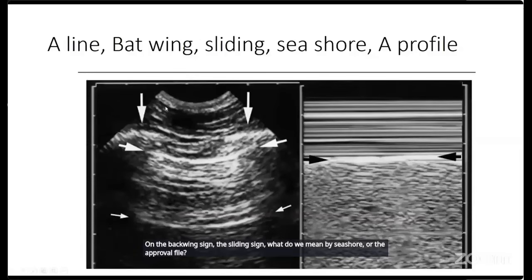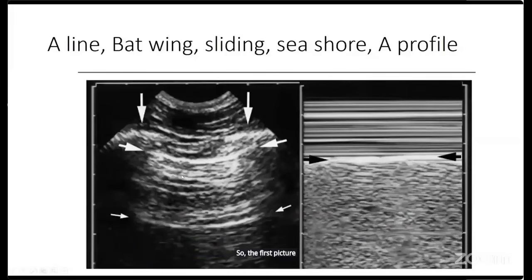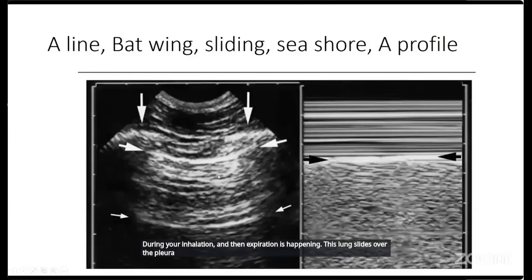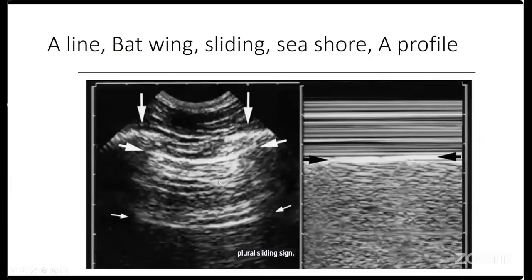So the first picture over here that you can see is the B mode. This glistening white area, that white line that you can see, is the pleural line. In a normal lung, when the lungs are expanding during inhalation and then expiration is happening, the lung slides over the pleura. So you can see this as a pleural sliding sign. The horizontal lines that are coming downwards as artifacts are called the A lines.